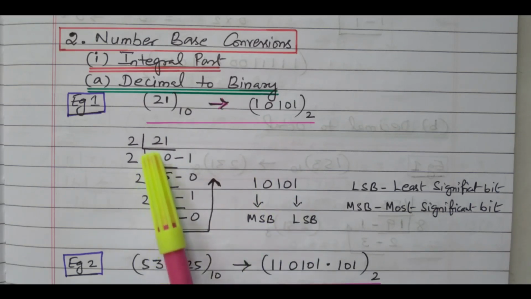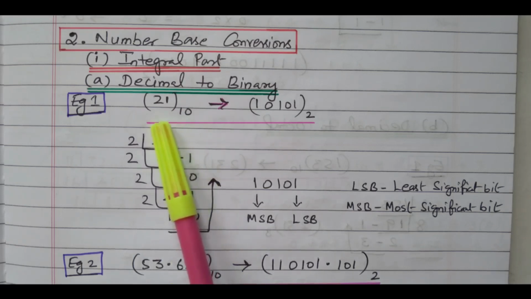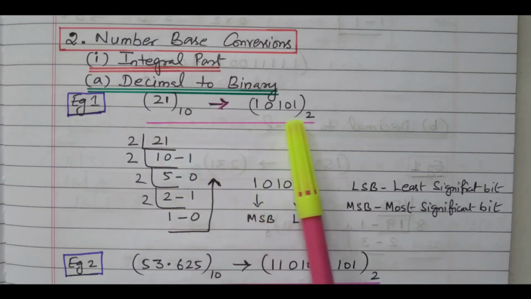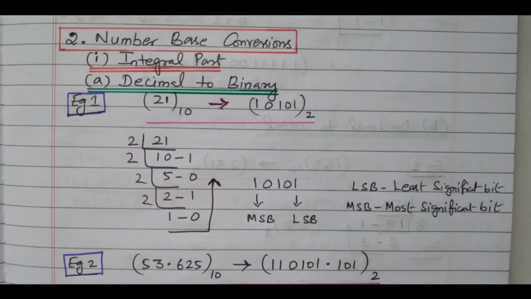How did we convert? The 21 is divided by 2 continuously. In each and every stage we calculated the remainder, whether the remainder is 1 or 0. These remainders are written in reverse order: 1 0 1 0 1, so that the decimal number 21 with base 10 is converted into the binary number 1 0 1 0 1. The base is 2. So now we'll go to the second example.